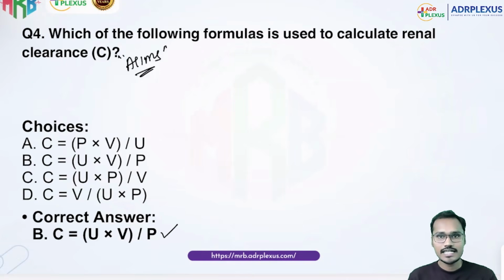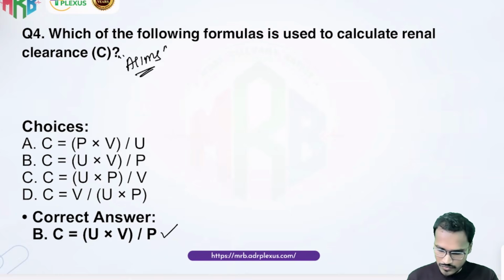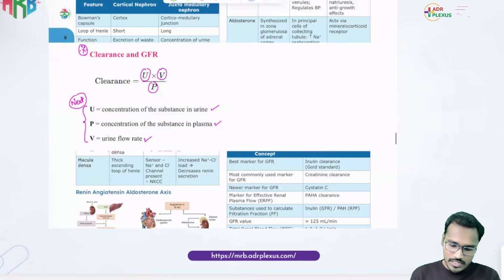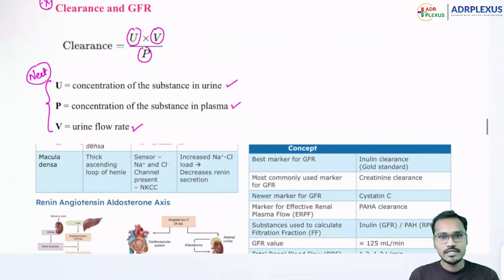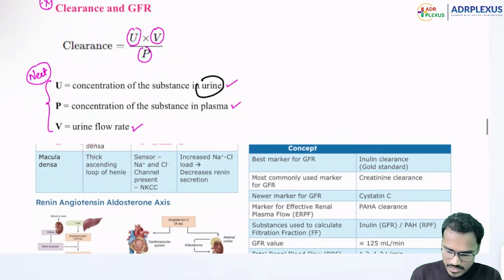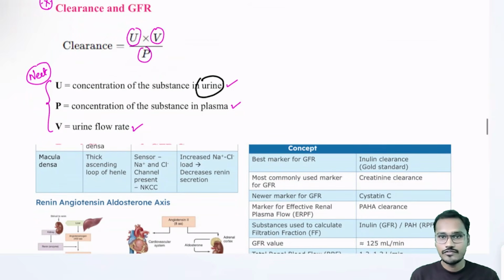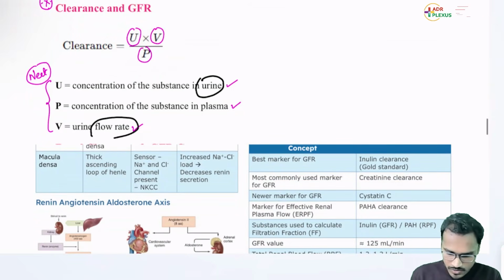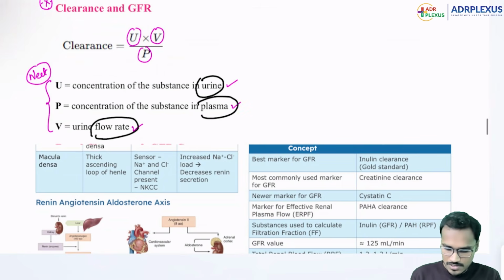இது exact-ஆ classலேயே நம்ம discuss பண்ணியிருந்தோம். What is this UV by P அப்படிங்கிறது. So clearance அப்படின்னா UV by P, that is U a concentration of substance in urine, and V is for the urinary flow rate and P is for the concentration of substance in plasma. So in the exact formula that கேட்டிருந்தாங்க, which is very simple.